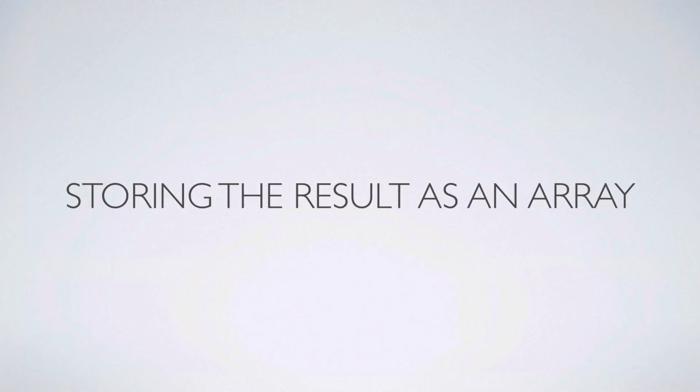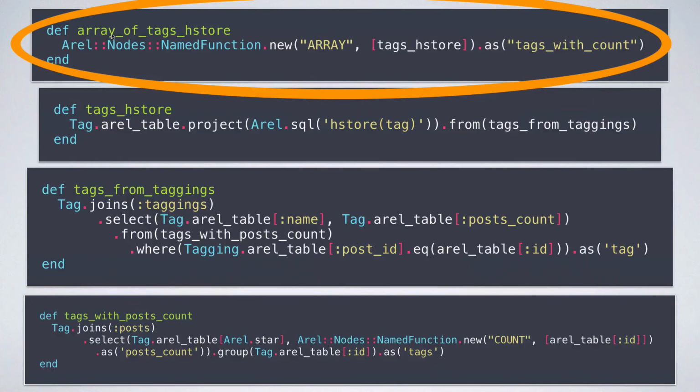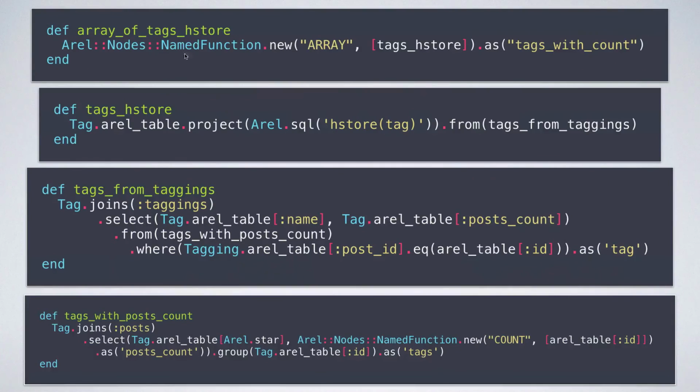So, which takes us to the next query. Up here, way up here, array of tags HStore. Basically, we're using the name function once more with the array, and we're passing tags HStore, which is this guy over here, as tags with count, right? This is the basic construct of the query that we're trying to build. So that should be clear now, how we're getting that extra column with the tags with count and an array of HStore, right? This pretty much explains all of that.